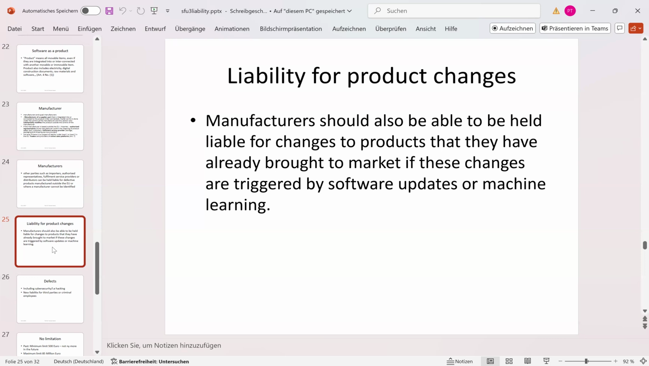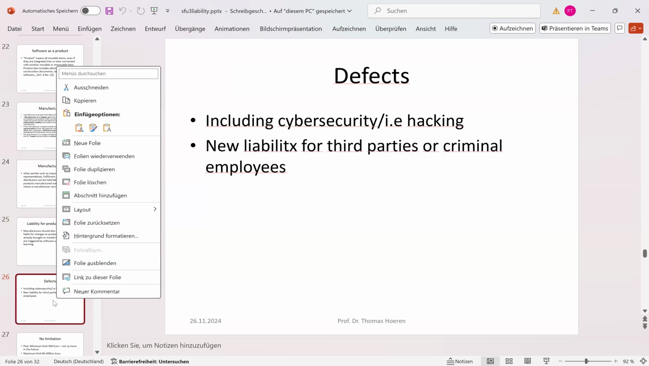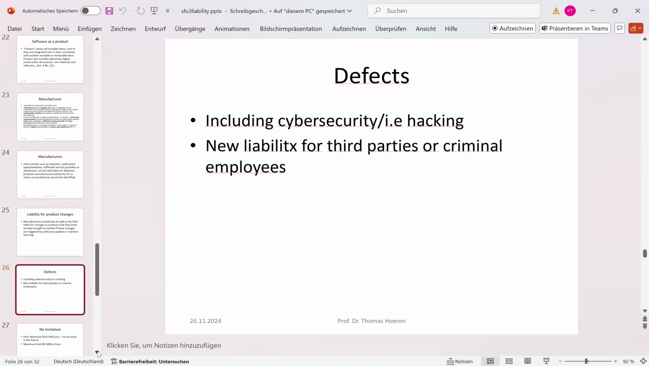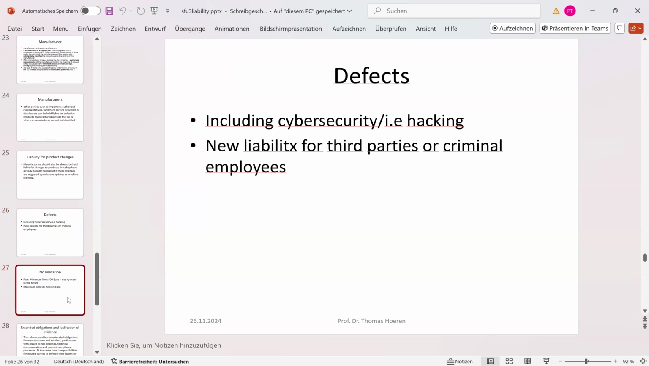Here you have an extension to say a manufacturer can also be liable for changes to a product which he has already brought to market if these changes are triggered by software updates or machine learning. That is a very important understanding. The liability includes cyber security, that means even hacking. So we have a new liability for the behavior of third persons as well.